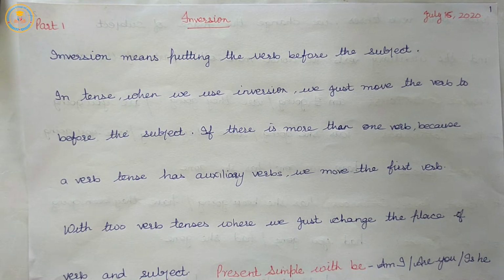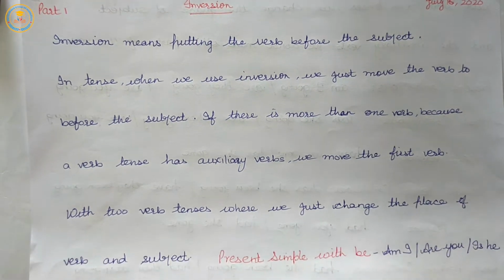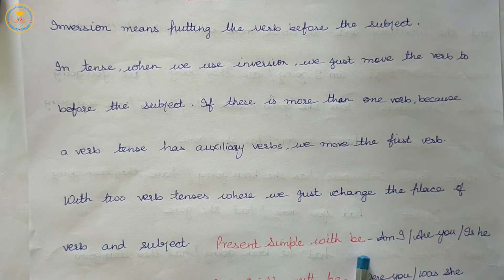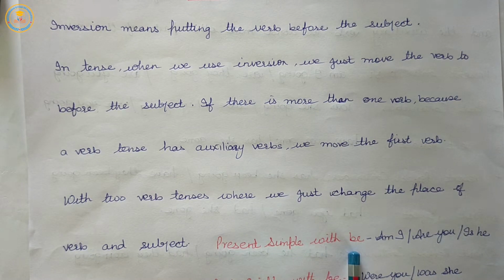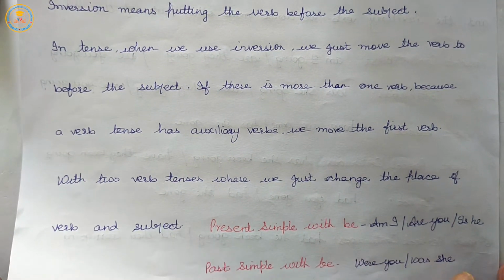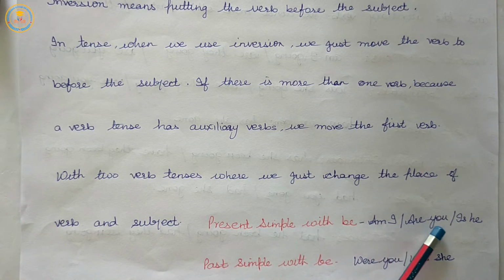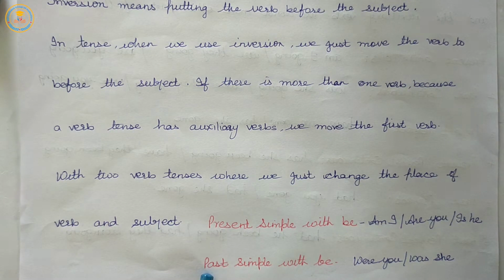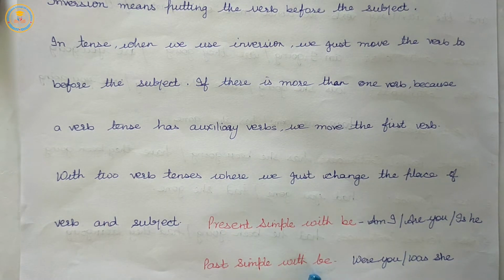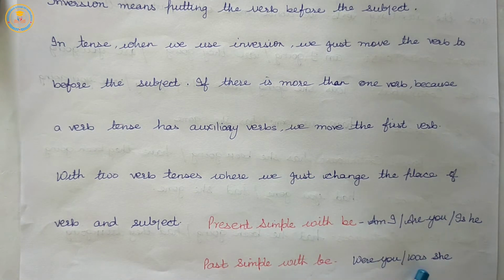So here let us begin with an example, that is present simple. In the present simple, we will use the verb be. Present simple with be: am I, are you, is he. Similarly, in the past form, the forms of be: were you, was she.